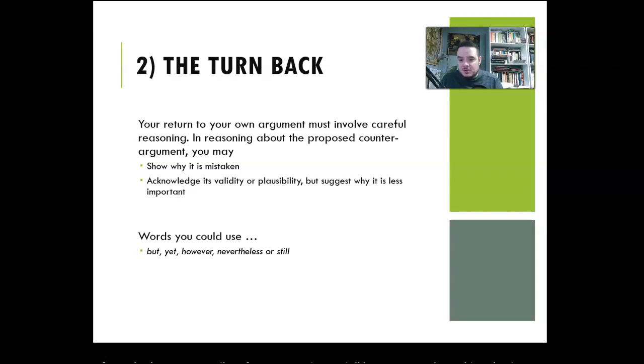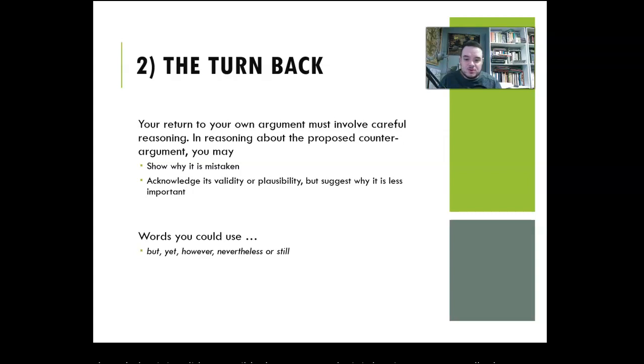Turn back. You return to your own argument, which must involve careful reasoning, and this is one of those places where you can get that sophistication point in the AP test that dogs so many of you. It's really hard to get otherwise. In reasoning about the counter argument, you may show why it is mistaken or acknowledge that it is valid or plausible, but suggest why it is less important. Usually the second's the better way to go, actually, unless the counter argument is actually mistaken.